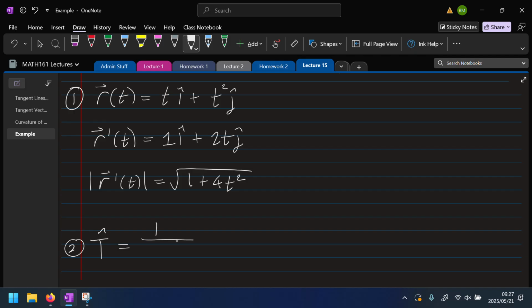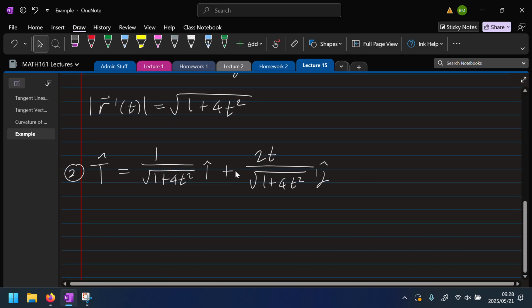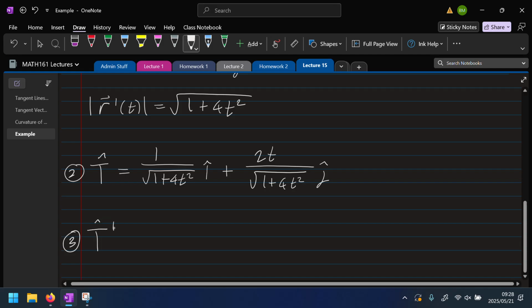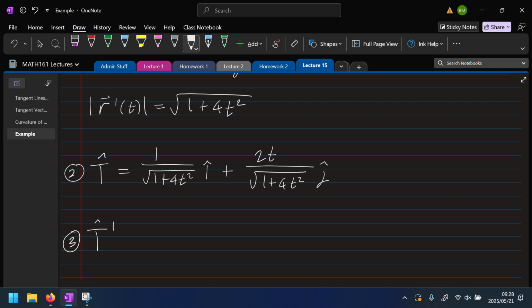So that will be 1 over root 1 plus 4t squared i hat plus 2t over root 1 plus 4t squared j hat. Okay, so that is our T hat. Again, velocity divided by the speed. Step 3, we need T hat prime. So we're going to do the time derivative for the x part and the time derivative for the y part.